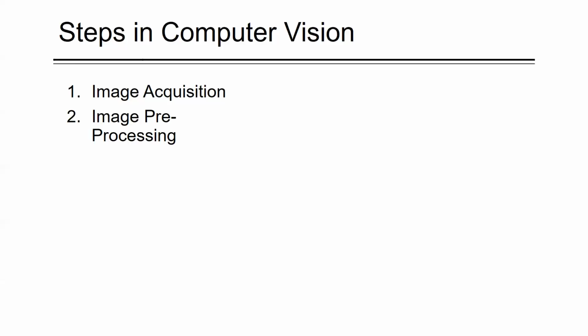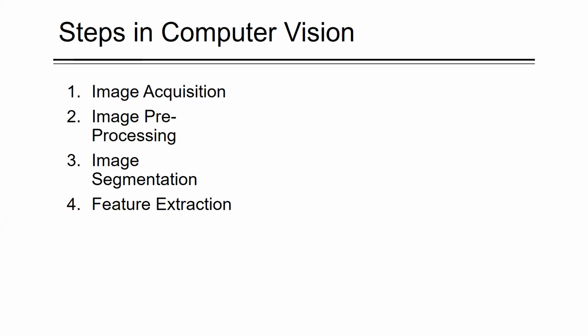The next is image preprocessing. Sometimes when you get these images, they contain unwanted properties or they're in a format that you cannot work with. So you need to preprocess them to make sure that they are in the format that you want before going further. The next is image segmentation. You will need to divide this image into its various constituents.